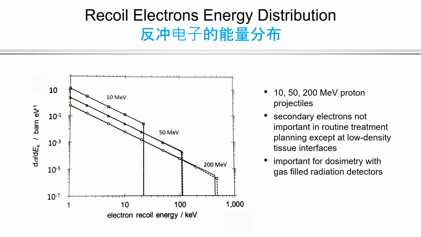One result of these collisions is the production of recoil electrons, leading to secondary tracks such as so-called spurs and delta rays. This graph shows the production cross-section versus initial energy for 3 different incident proton projectiles. Since the spectrum is heavily weighted below 20 keV, for which the range of electrons is less than 9 micrometers of water, these secondary electrons are not important to routine treatment planning except at low-density tissue interfaces. They are also important when performing dosimetry with gas-filled detectors.